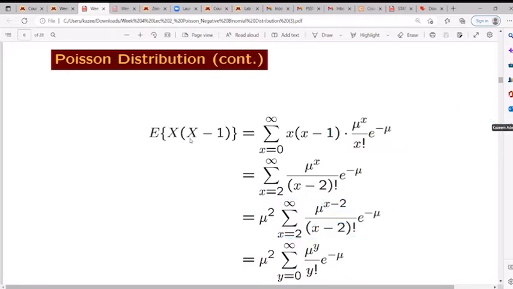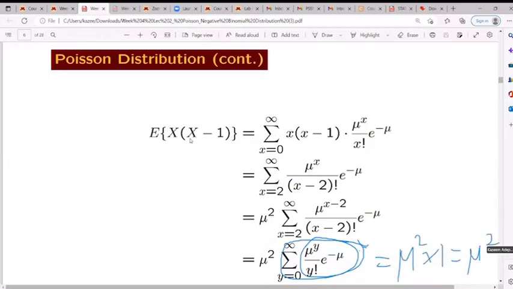Okay, at the time we put y, we actually arrive here. Take a look at this now. This is a Poisson distribution, right? And of course, when you sum any probability distribution, automatically that is going to give you 1. And if you multiply mu squared by 1 now, that is basically going to be mu squared. And of course, it means the expectation of x into x minus 1 equal to mu squared.